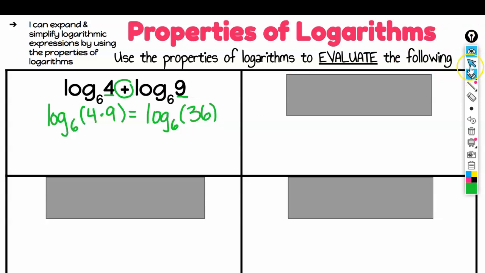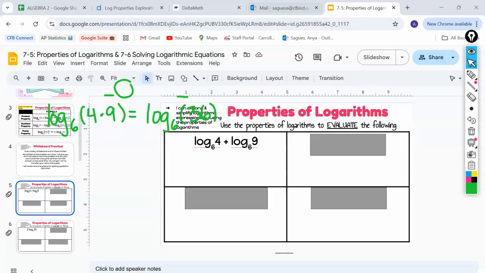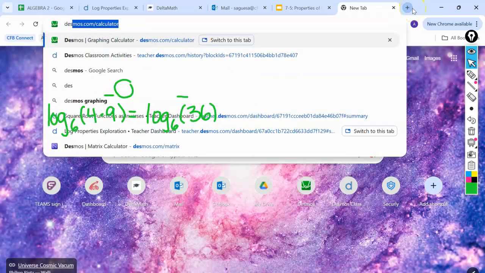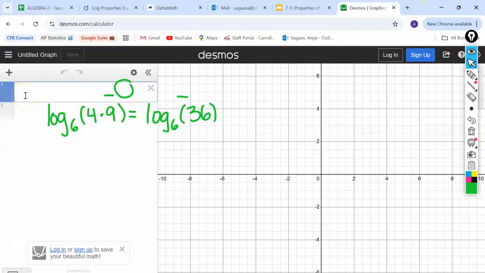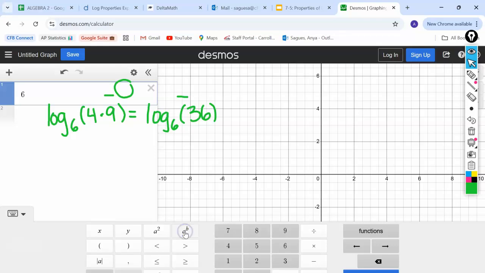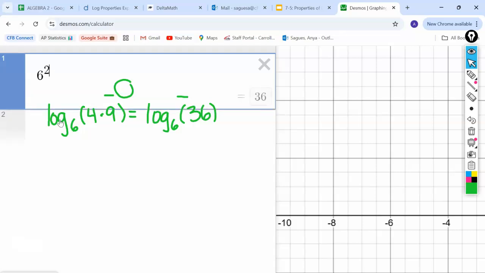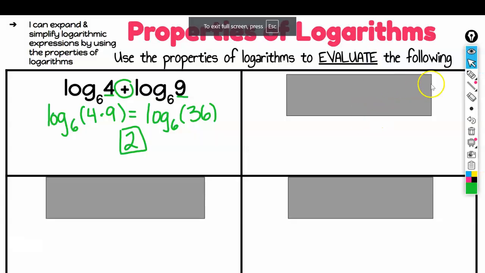Now, I'm not done yet because what a logarithm asks me to do is find the exponent on this base that gives me my argument, the number right here. So if I hop over to Desmos and I check what power on 6 gives me 36. It's not 1, and I'll zoom in more so we can see that better. It's not 1, and it ends up being 2. So my answer is 2. So going back, the answer to this one is 2.